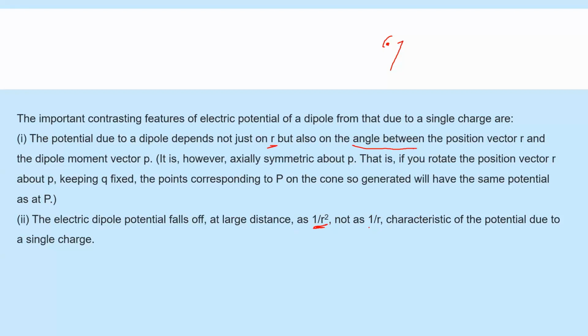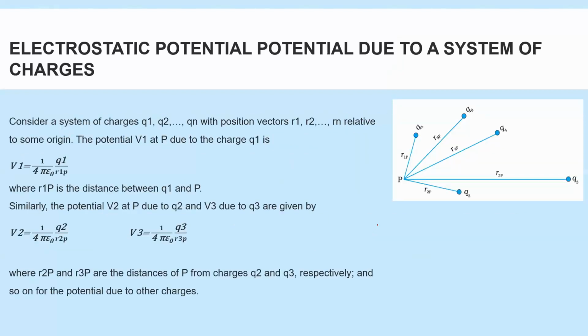But if you remember, due to the presence of a single charge, the electric potential actually varies as 1 by r. So this is the difference between the electric potential due to the dipole and due to a single charge. Now we'll see what would be the electrostatic potential due to a system of charges.